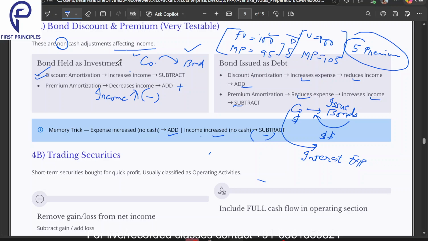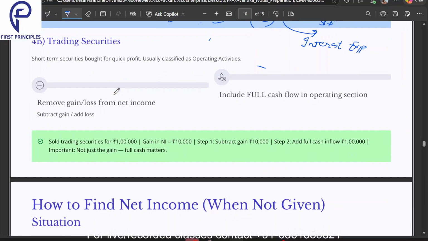Now coming to the trading securities. What is there for trading securities? Short-term securities bought for quick profit, so they are held usually for the short term. They are not for the long term. They are usually classified as operating activities. So we need to remove gain or loss from the net income. That means subtract gain, add loss, then include the full cash flow in the operating section.